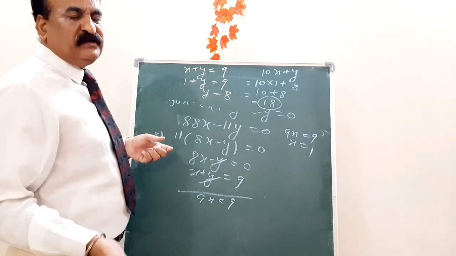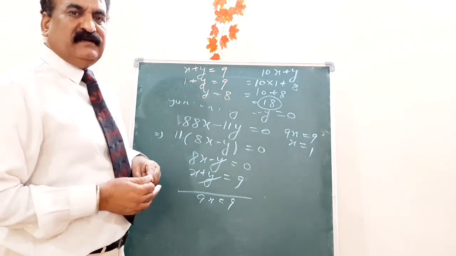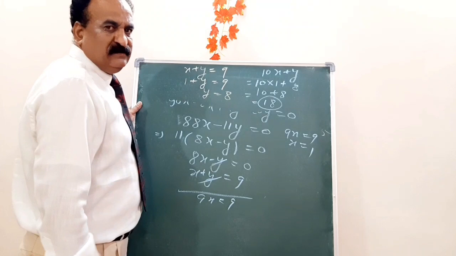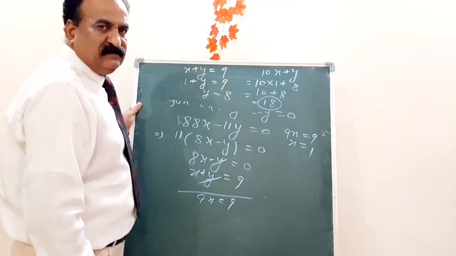And see, according to the question, the sum of the digits is 9. So 8 plus 1 is 9. It means our answer is right.